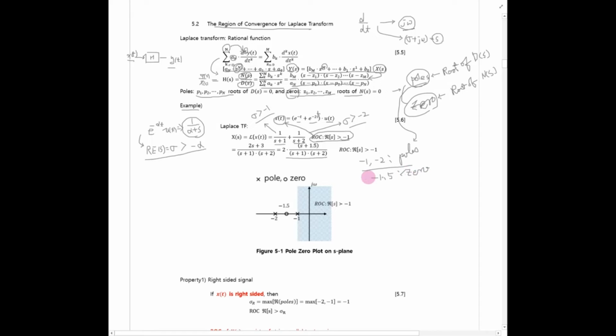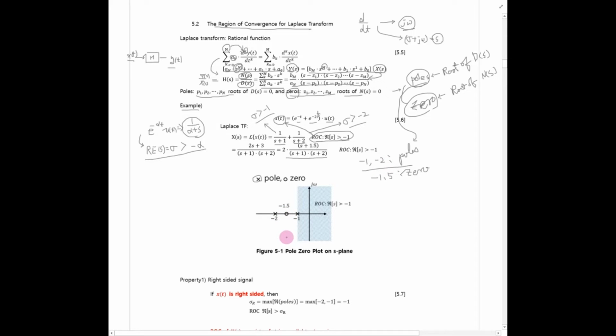Okay, numerator roots are called zeros, and the denominator roots are called poles. So it has 2 poles, minus 1 and minus 2, and 1 zero at minus 1.5. So here shows the poles and zeros in the S domain. Poles at minus 1 and minus 2 are expressed here. Poles are marked by the X, and the zero is marked by the label O. So minus 2 and minus 1 are poles, minus 1.5 is the zero.